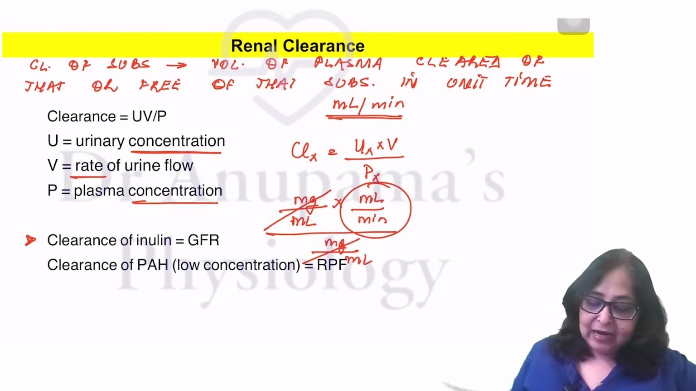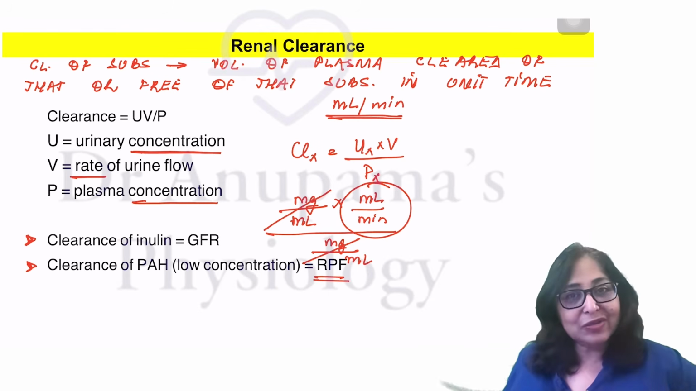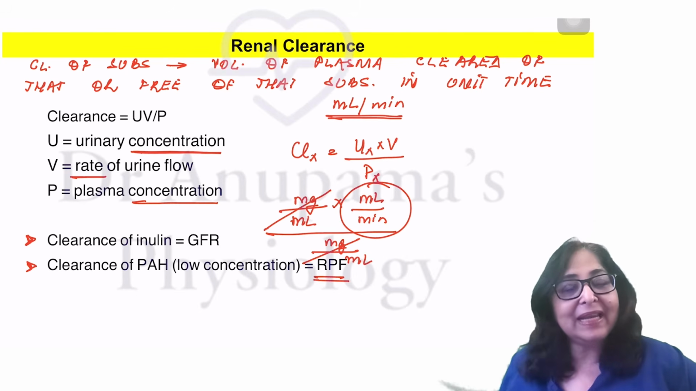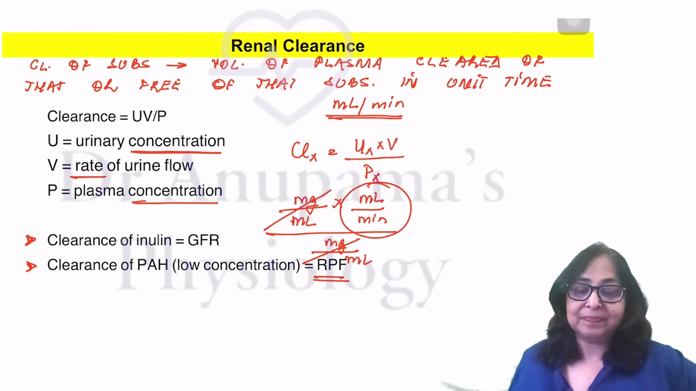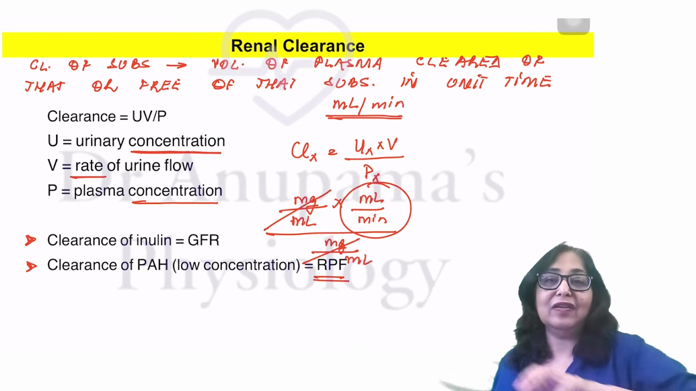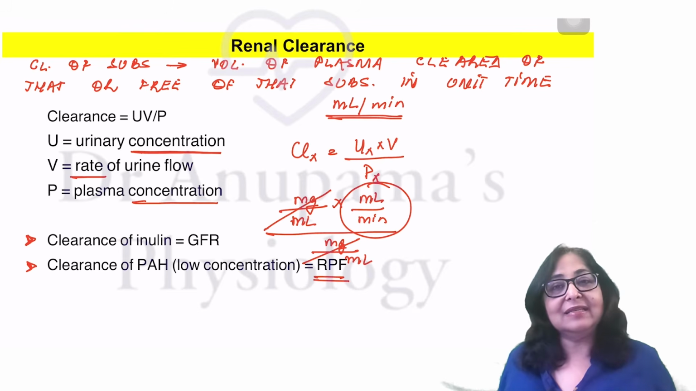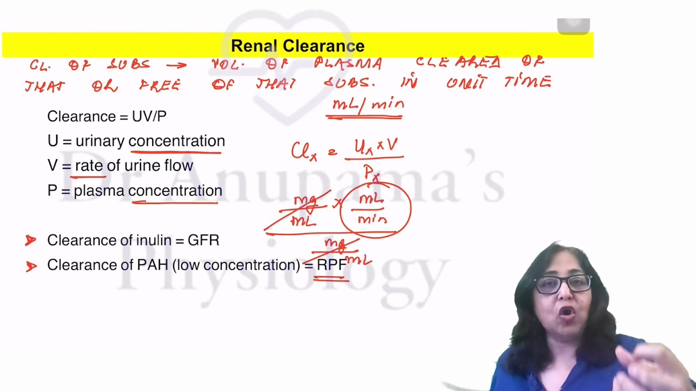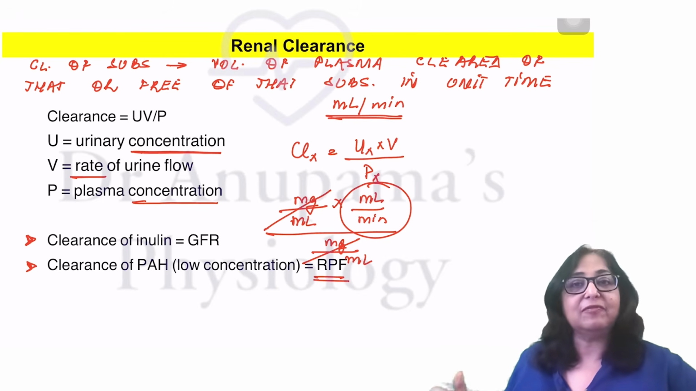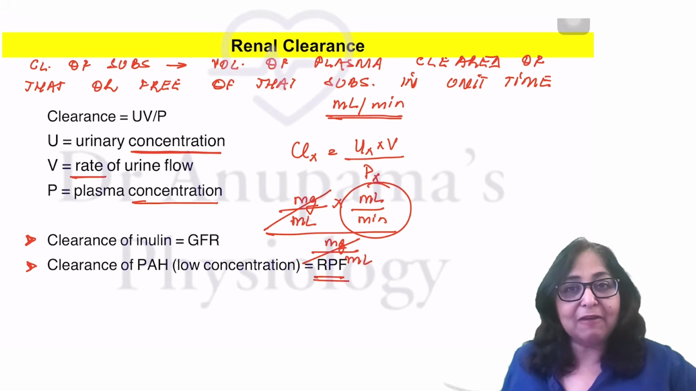Clearance of para-aminohippuric acid in low concentration is equal to renal plasma flow. Again, why so? This is because para-aminohippuric acid is freely filtered and completely secreted in low concentration. So whatever para-aminohippuric acid enters the kidney will be present in the urine. So the rate at which para-aminohippuric acid is being eliminated or cleared from the plasma is the rate at which the plasma flows into the kidney, or clearance of para-aminohippuric acid in low concentration is equal to renal plasma flow.